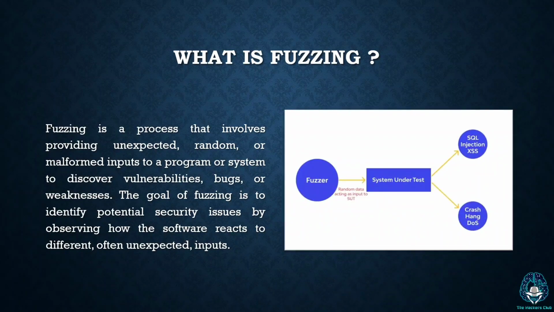Here is a simple diagram to explain the fuzzing process. As you can see, a fuzzer sends random inputs to a target system, which could lead to unexpected behavior like a crash, or lead to us discovering vulnerabilities like SQL injection or XSS.